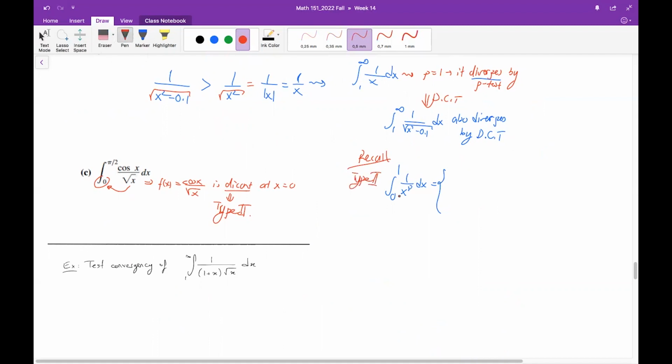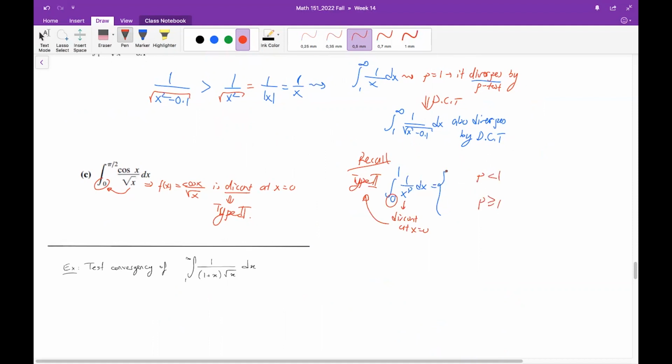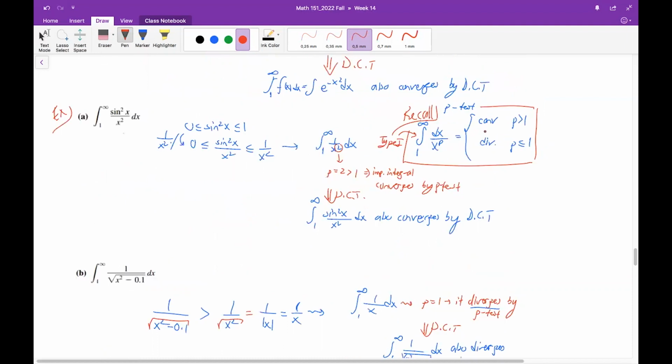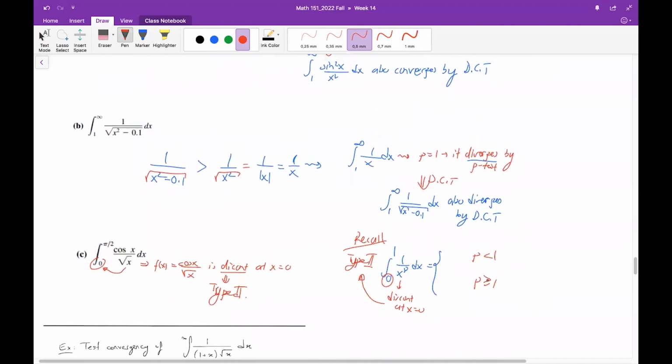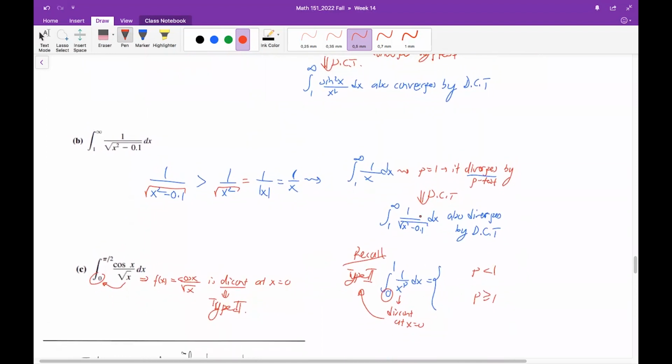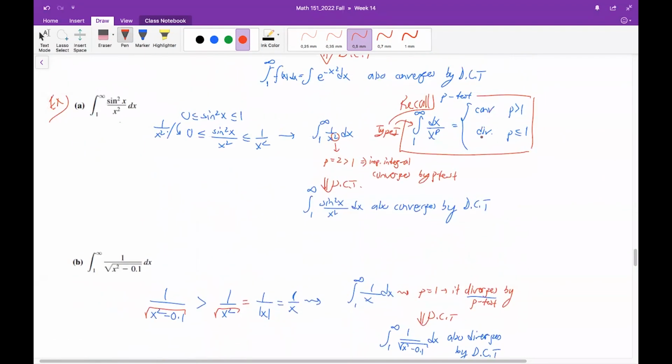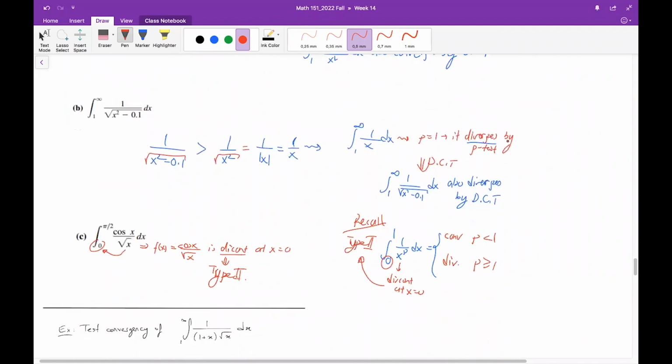This is a type 2 integral because your function has a discontinuity point. It is discontinuous at x equals 0, so it is of type 2. So the convergence or divergence behavior of this type 2 integral totally depends on the number p. And you kind of exchange these two sentences. This time, if p is greater than or equal to 1, it will diverge. And if p is less than 1, it will converge. Just like the reverse of this result.